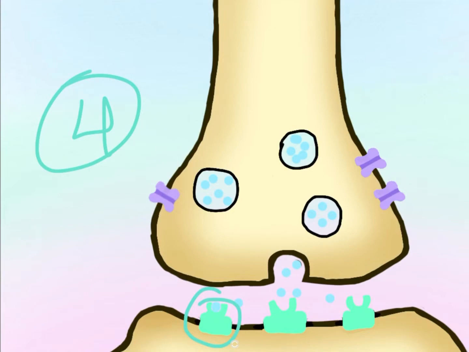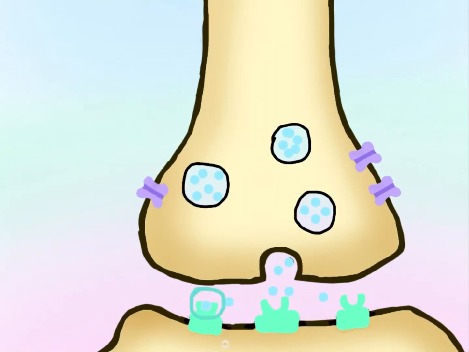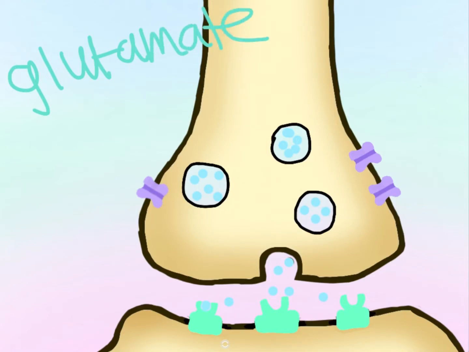Fourth step, number 4, is when the neurotransmitters bind, it causes an excitatory or an inhibitory response. As I said before, these neurotransmitters will decide if the response is excitatory or inhibitory. So an example of an excitatory neurotransmitter is glutamate. And this neurotransmitter will cause the membrane potential of the postsynaptic neuron to go closer to threshold.